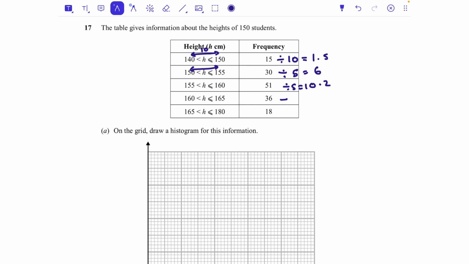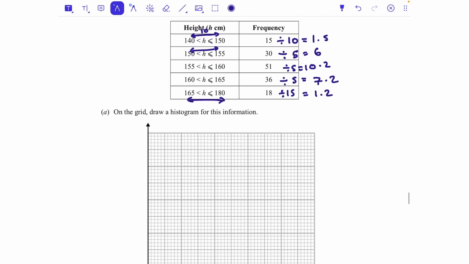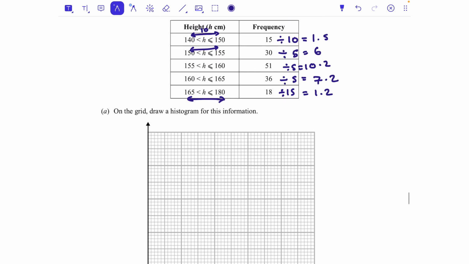And then 36 divided by 5, which is 7.2. And then 18 divided by 15, because that's how wide that category is, and that is 1.2. So I'm just looking at how wide each category is. And what that does is it makes sure that the frequency is the area of each of these bars.